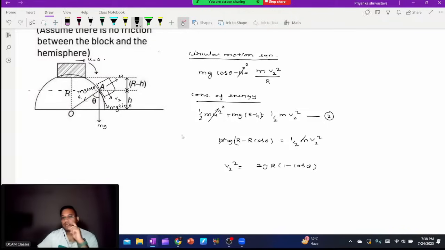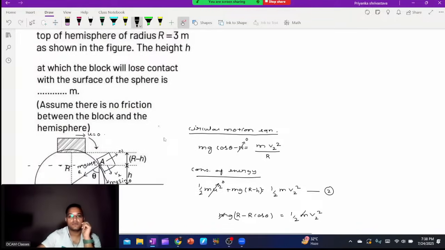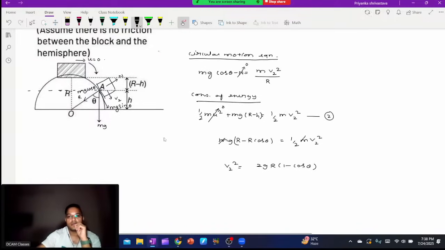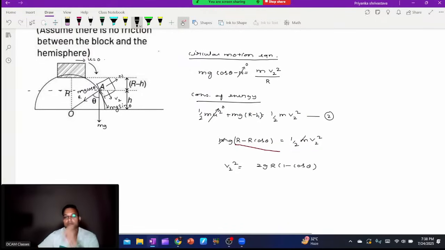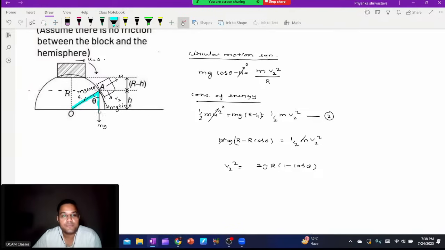To put this v2 there, what they have asked, I don't know. How did you put h as r cos theta here? Here it is r minus r cos theta. See this one. This is a triangle. This is the radius, this whole is a radius. This is angle theta. So this will be r cos theta. So like this, mgr into 1 minus cos theta. But what they have asked is h, na?